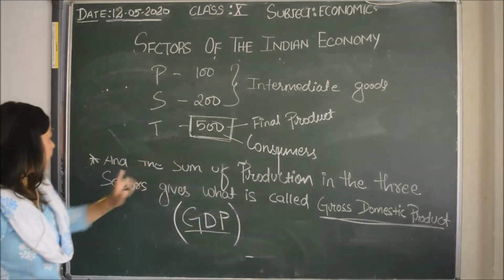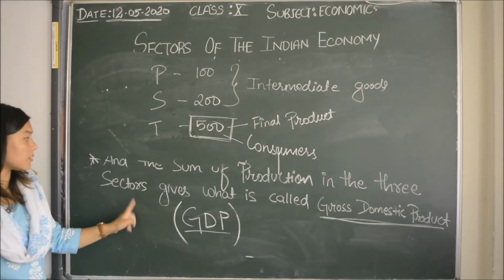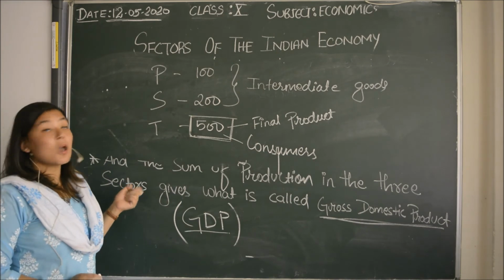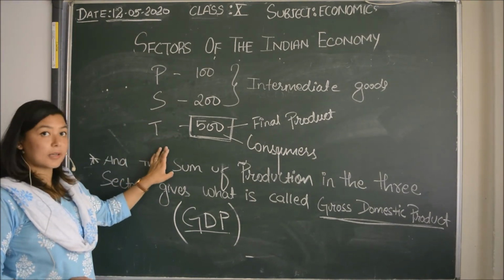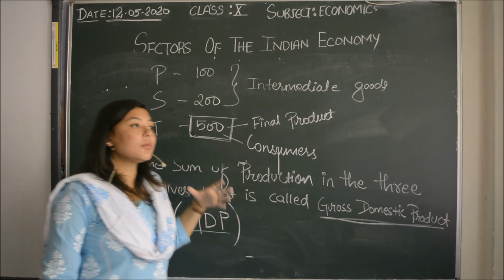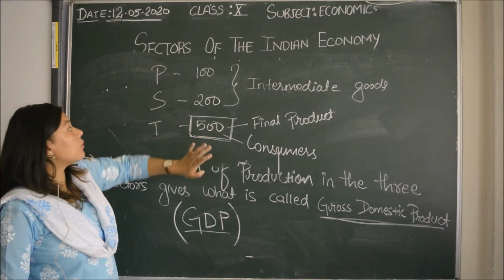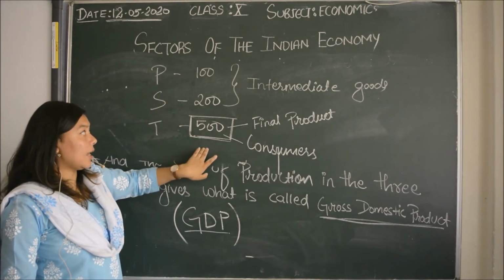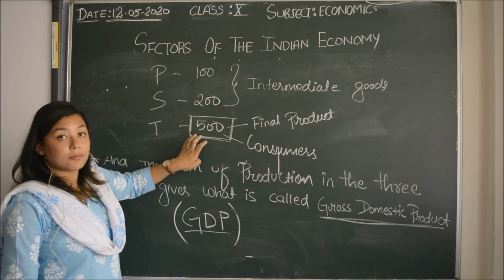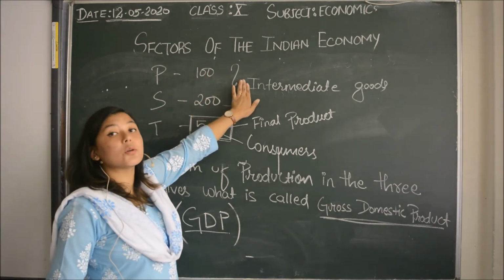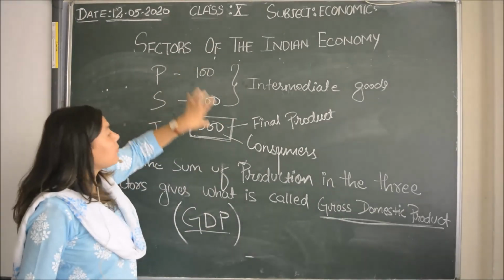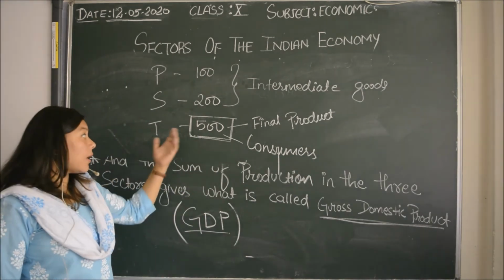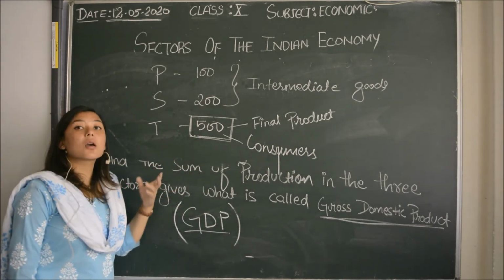So now, the sum of production in the three sectors gives what is called gross domestic product. So this is known as gross domestic product. When we add from all these three sectors, while adding, it does not mean you add like primary 100, secondary 200, and tertiary 500. So how much will you get? 800. That is not the way. I have already said the value of intermediate goods will not be added because it has already been added in the final product, and the goods have been sent to the market or have reached the consumers.